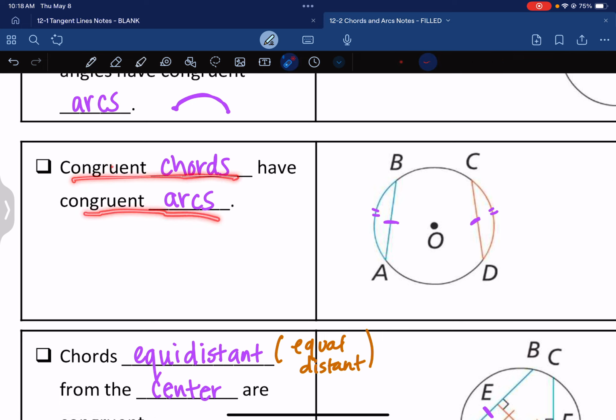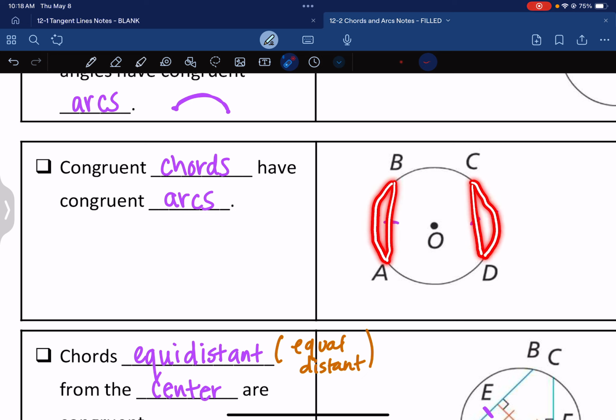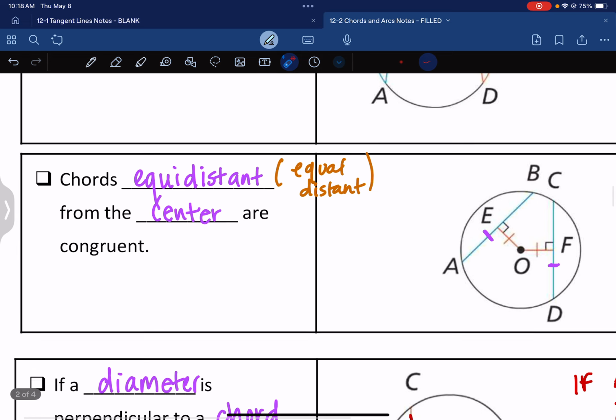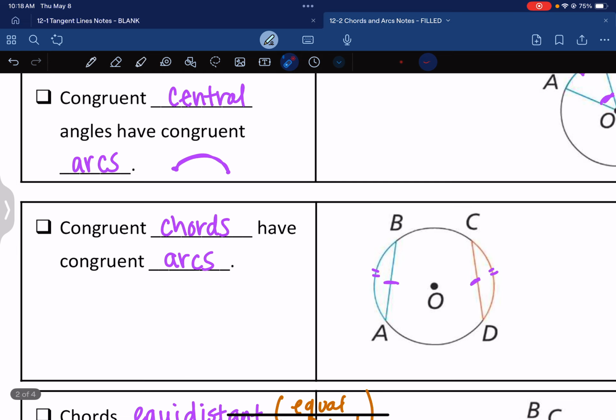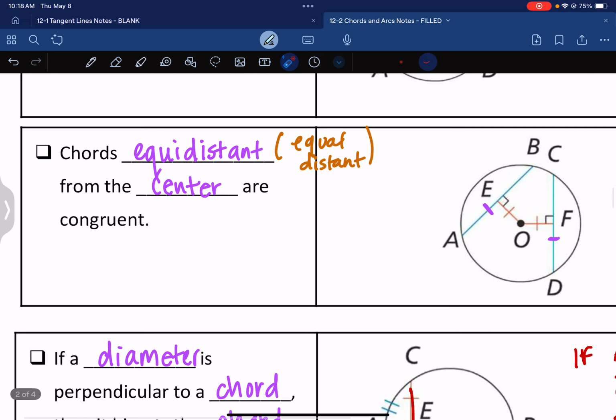All right, so next part. Congruent chords have congruent arcs. So if this chord and this chord are congruent, then this arc, the curved piece, and this curved piece are going to be congruent. So pause that for a minute, let you guys write that.